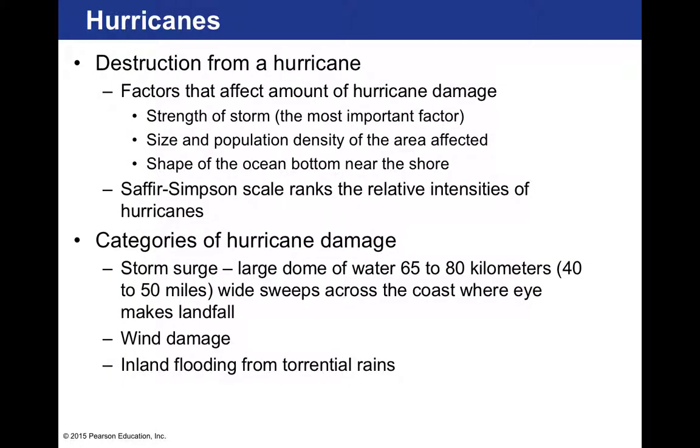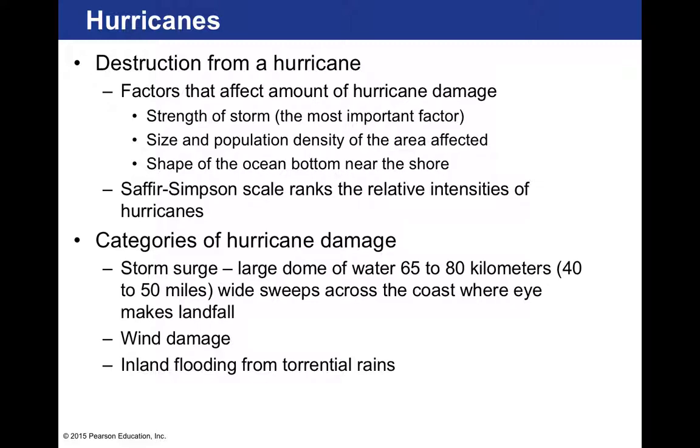The destruction from a hurricane depends on several factors that affect the amount of damage. Of course you have the strength of the storm, you have the size and the population density of the area that's affected by it, and the shape of the ocean bottom near the shore. We use the Saffir-Simpson scale to rank the relative intensity of hurricanes. So we have categories of hurricane damage.